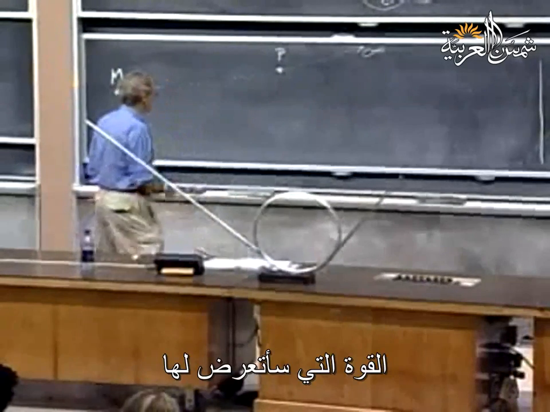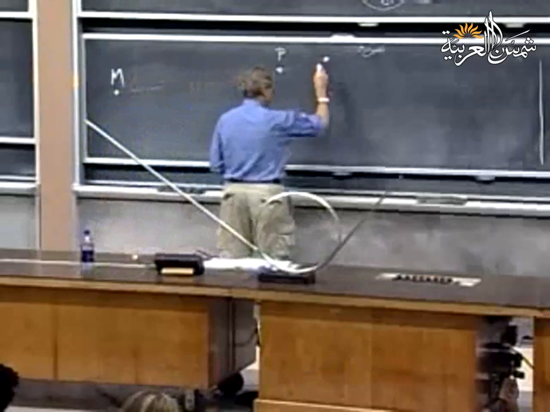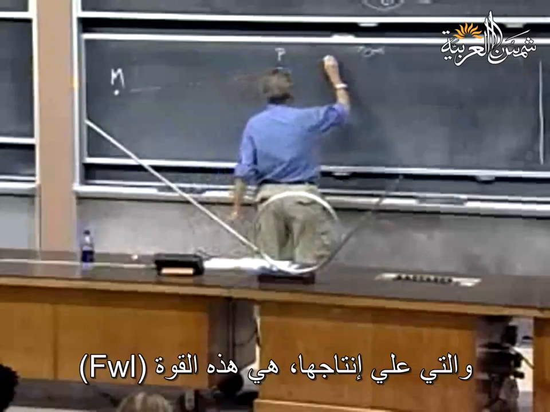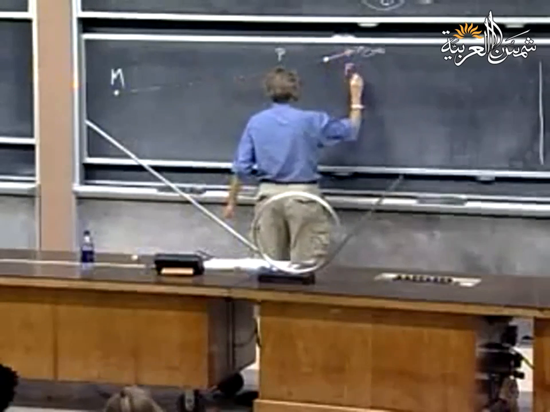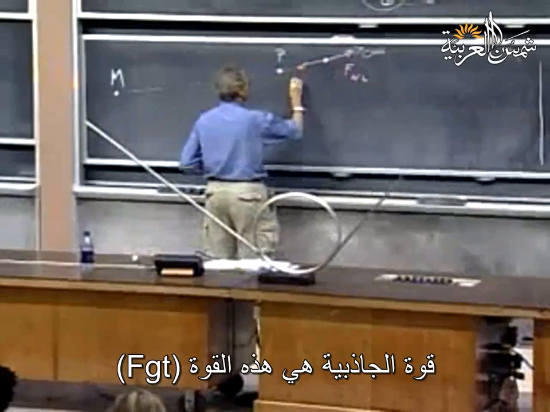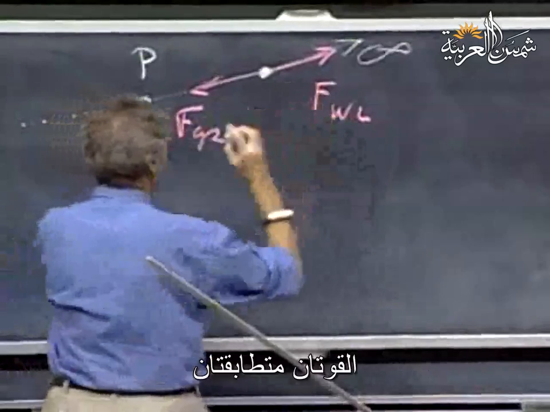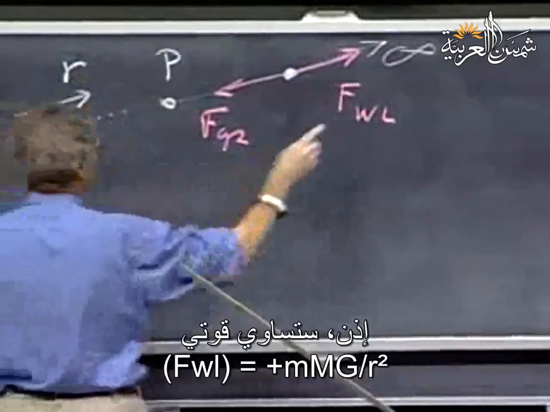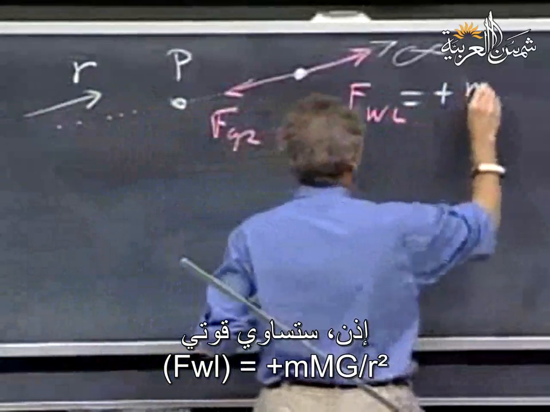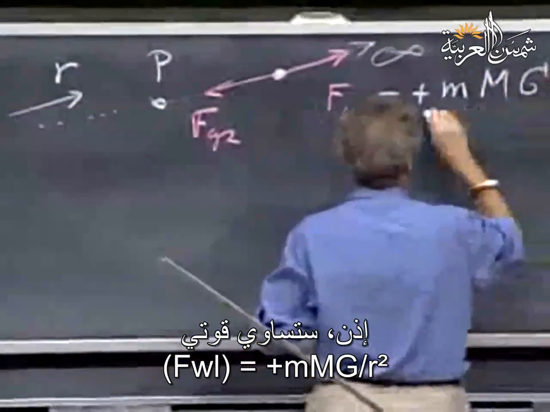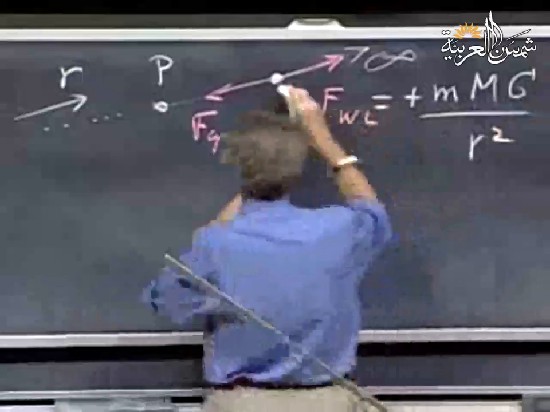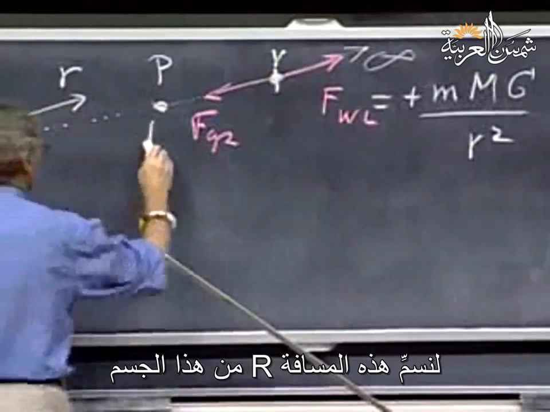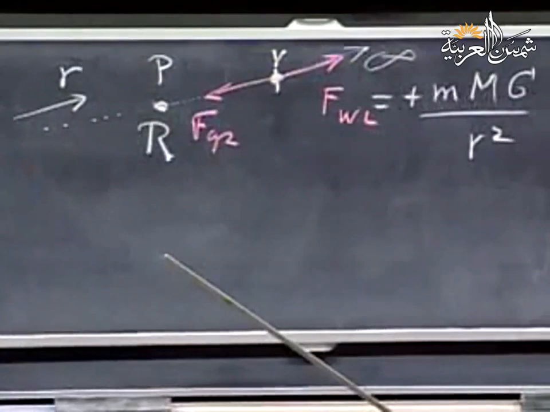The force that I will experience, that I will have to produce, is this force. The force of gravity is this one. The two are identical except that mine is in this direction. This is increasing value of r, so mine would be plus mMg divided by r squared if I'm here at location r. And let this be at a distance capital R from this object.